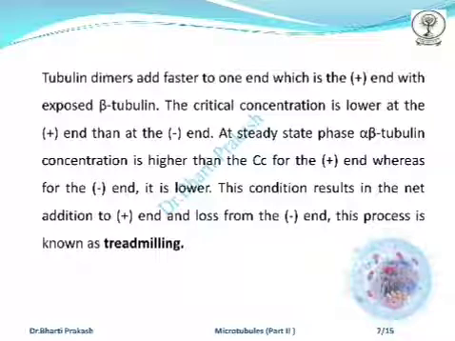The tubulin dimers add faster to one end, which is the plus end, with exposed beta tubulin. The critical concentration is lower at the plus end than at the minus end. At the steady state phase, alpha beta tubulin concentration is higher at the plus end, whereas for the minus end it is lower. This condition results in the net addition at the plus end and loss from the minus end, and this process is known as treadmilling.